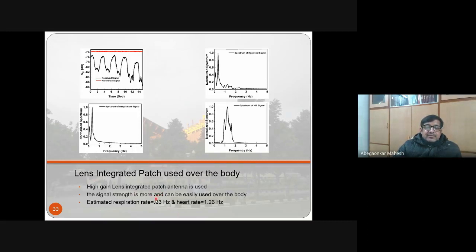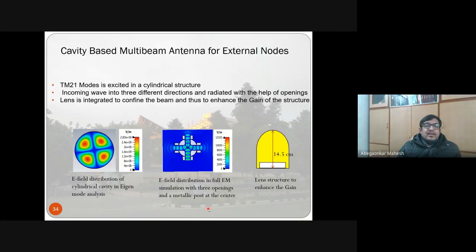Now this is another interesting thing. This is a cavity-based multi-beam antenna for external nodes. As the name suggests, it is a cavity and it can communicate. It can have multi-beam antennas. I'll show the figure directly.